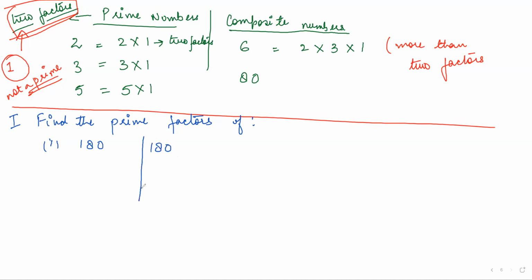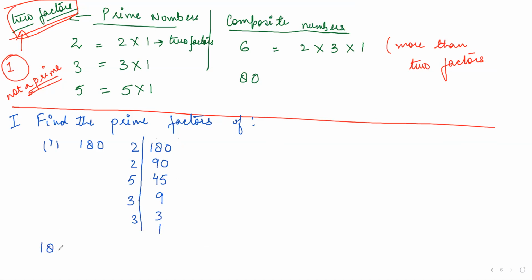I can see it is an even number, so better start with 2, or I can start with 5, because any number ending with 0 is also divisible by 5. Okay, start with 2. So it is 2 into 9, 18, and then 90. Then 2 into 4 is 8, and then it becomes 10. So 2 into 5 is 10, right? Now you can go with 5. So 5 into 9 is 45. Then 3 into 3, 3 into 1.